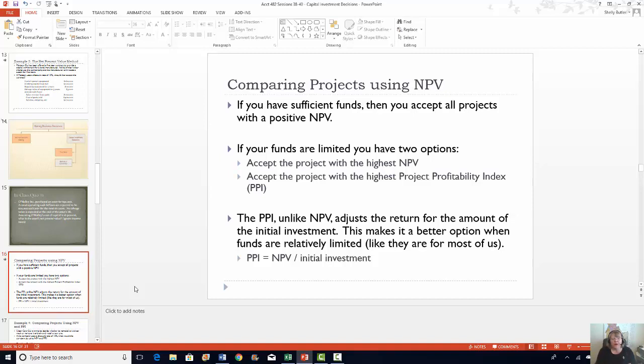If you have limited funds or the company isn't going to give every project a go, you need to accept the project with the highest net present value, or the project with the highest project profitability index, PPI. The PPI, unlike net present value, adjusts the return for the amount of the initial investment. Net present value just gives you the net present value of your outflows and inflows and adjustment for taxes. The PPI takes into consideration your initial investment, which gives you a different number.